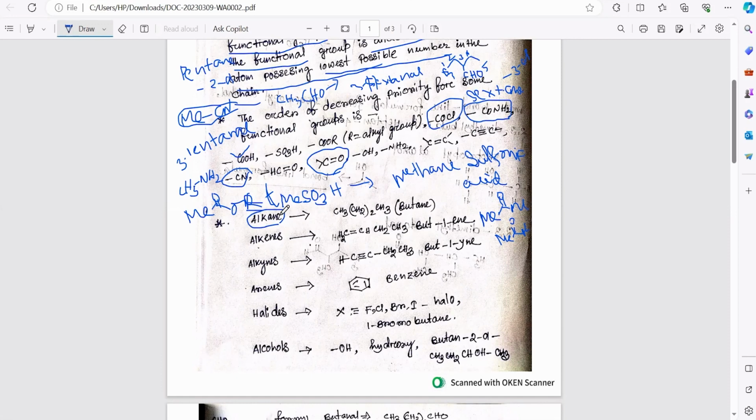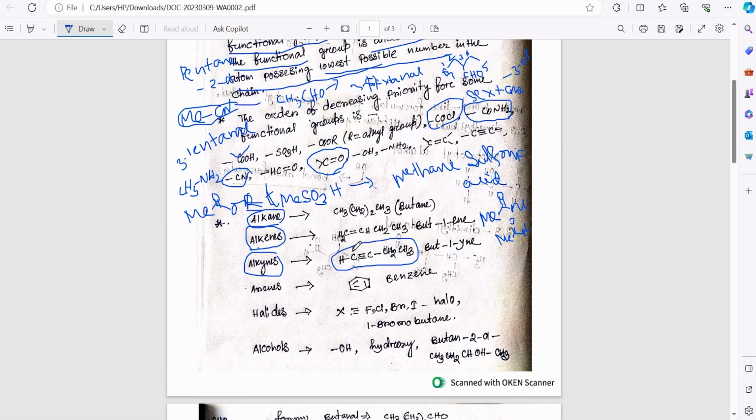And alkene: if you see one double bond present, CH2 double bond CH2, CH2, CH3, that is but-1-ene. That means it is called an alkene. Now this is the alkyne moiety. Alkyne moiety means CH triple bond C, CH2, CH3. So if you see this kind of C triple bond C, CH2, CH3.